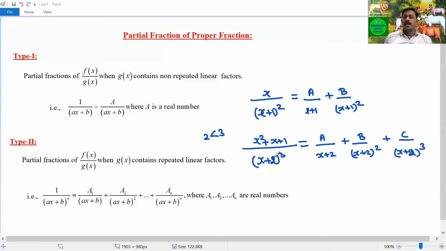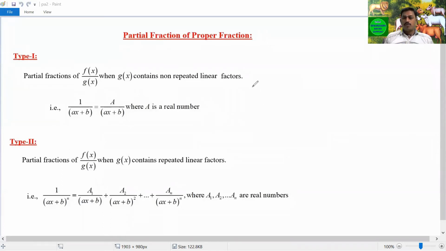So this is the way we can express the partial fraction for the repeated linear factors. Suppose we have both repeated factors as well as non-repeated factors in a fraction, like x divided by (x plus 1) and (x plus 2) the whole square. So we have to apply both types in the partial fraction.